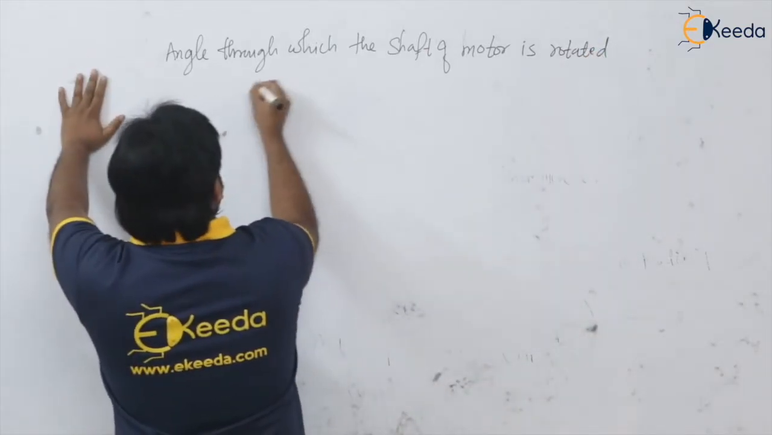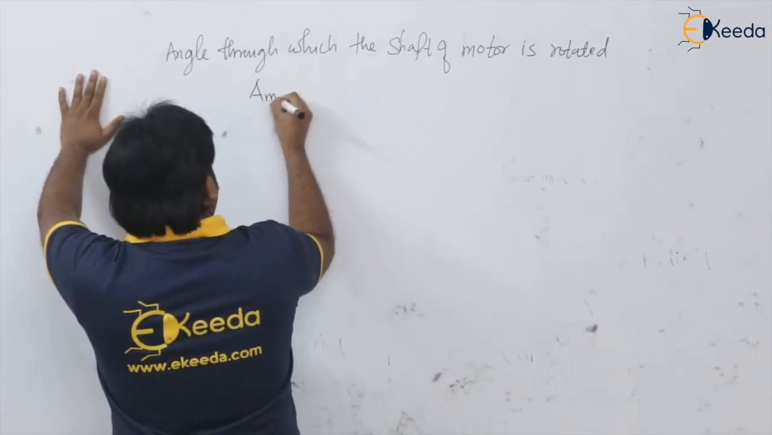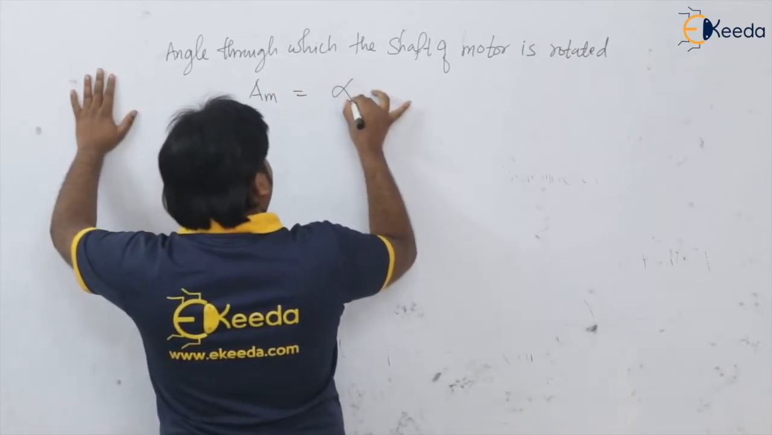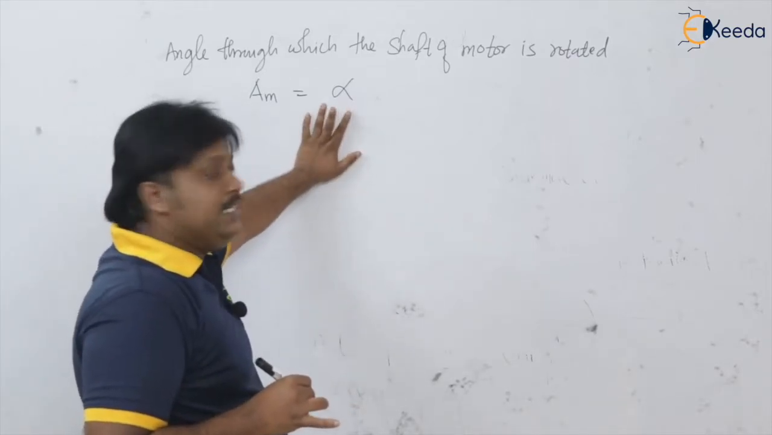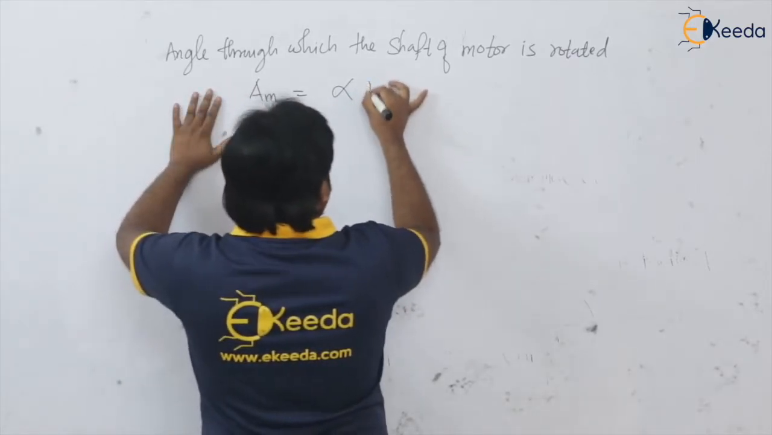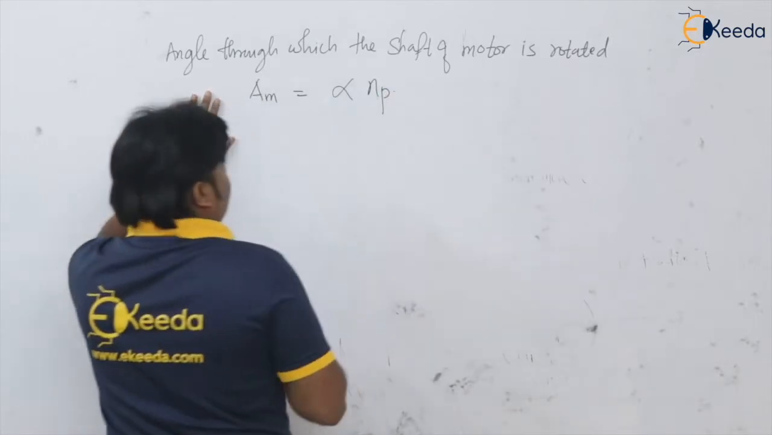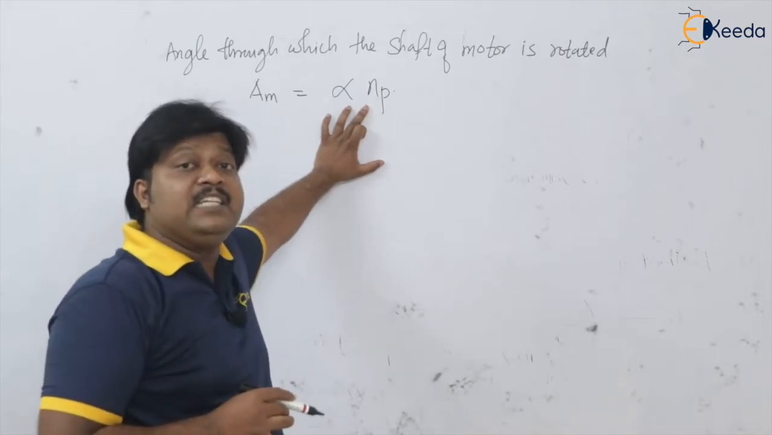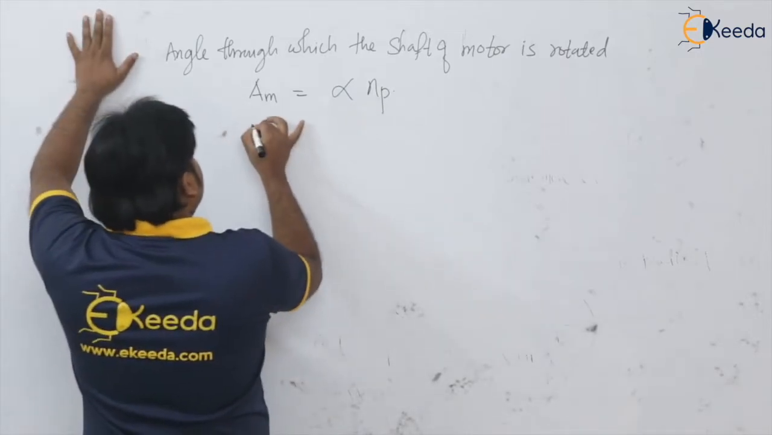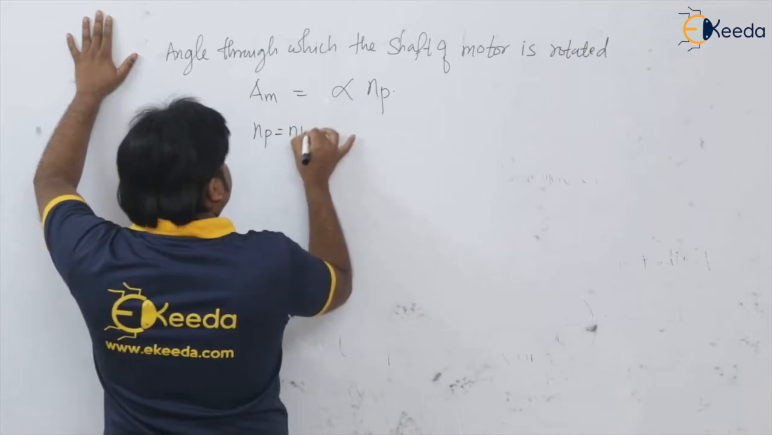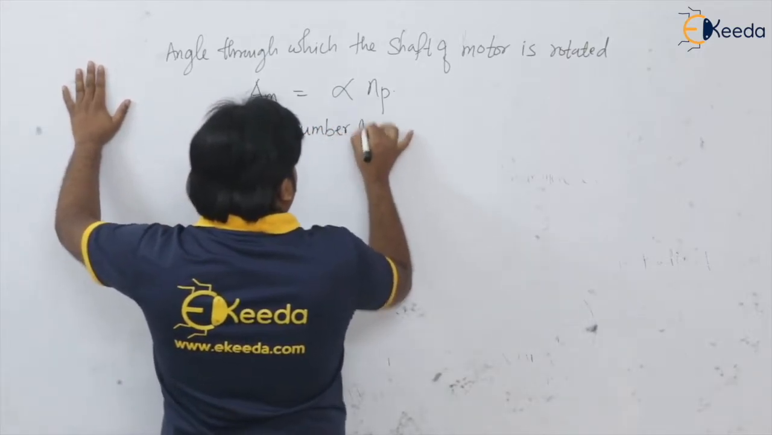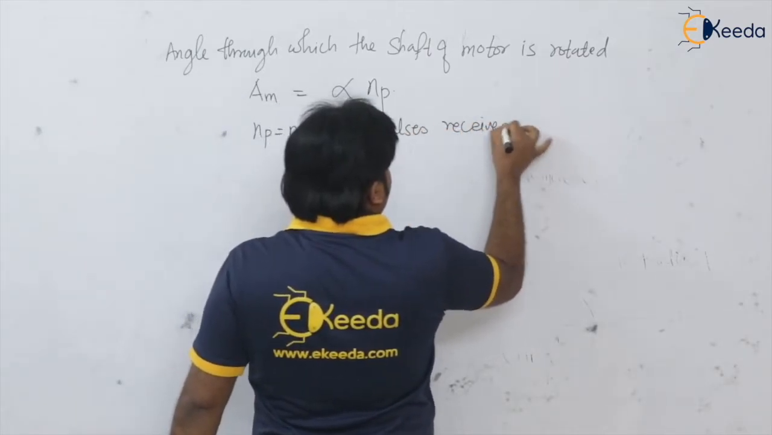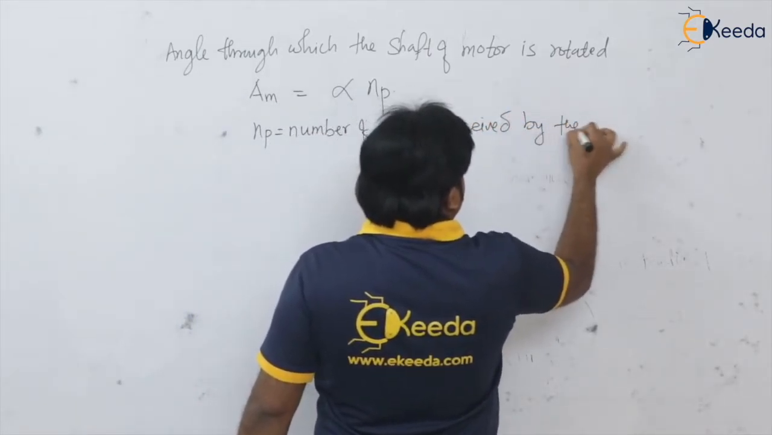So say this is AM, which is equal to what? This is equal to alpha, that is the step angle in degree per pulse, into NP. NP is what? NP is the number of pulses received by the motor.